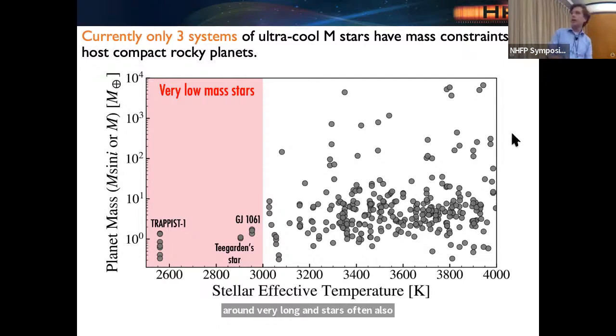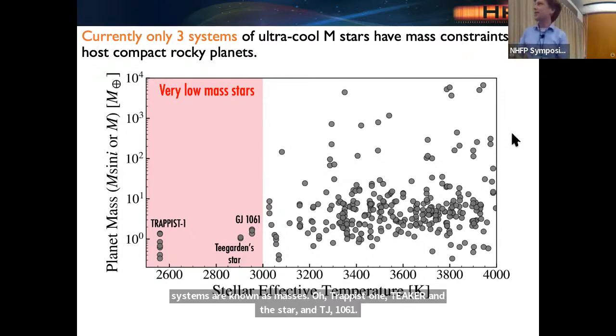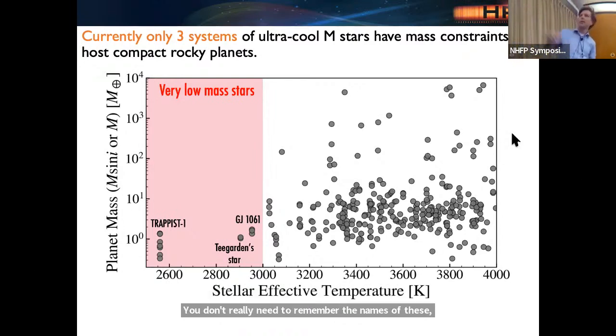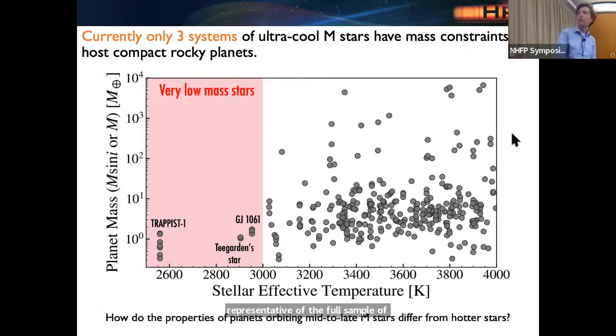There are currently three systems known with measured masses, called TRAPPIST-1, Teegarden's Star, and TOI-1061. You don't really need to remember the names of these systems, but the main thing I want to highlight is that all of these systems are compact networks of small terrestrial planets. Because there are so few systems known down here, the question still remains: are these systems representative of the full sample of planets, or can these stars support the formation of other types of planetary systems and architectures?